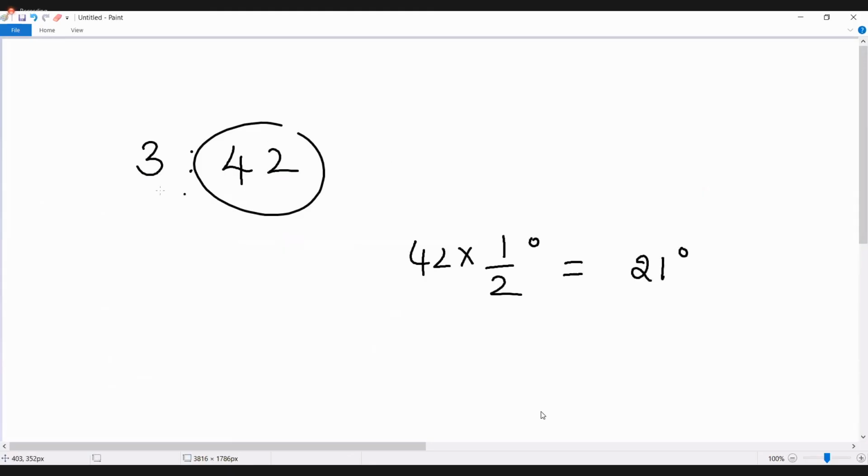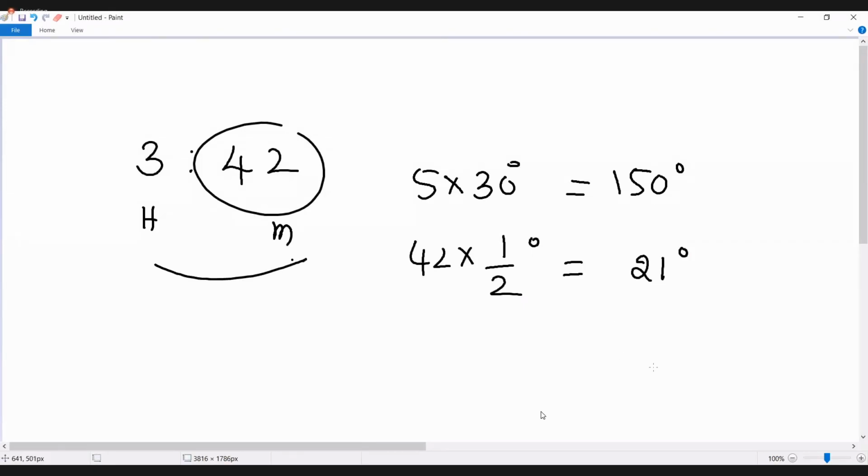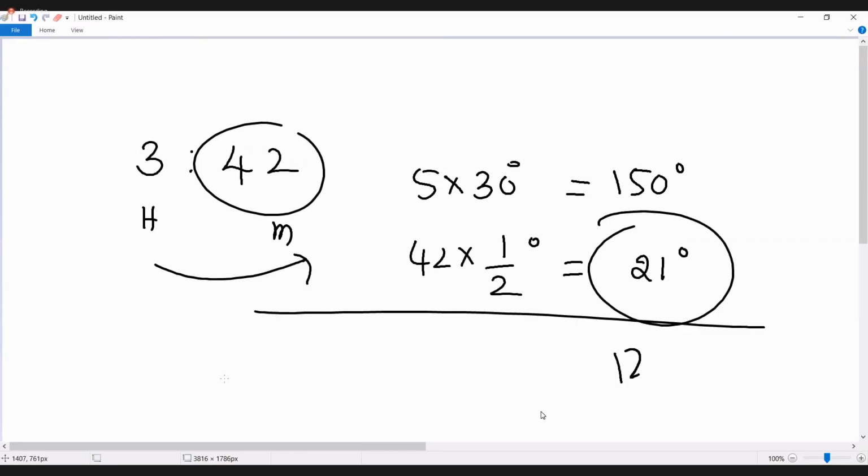So 3 o'clock 40 minutes, there is into 30 degrees. This will give 150. Because going from 3 to 8, you are going from H to M, you have to subtract. So subtract this 21 from this, and you will get your answer choice as 129 degrees. Like that you can proceed. Okay, I hope you are able to get that point. Like that you can see the questions which are available.